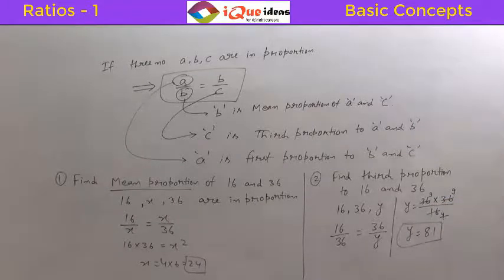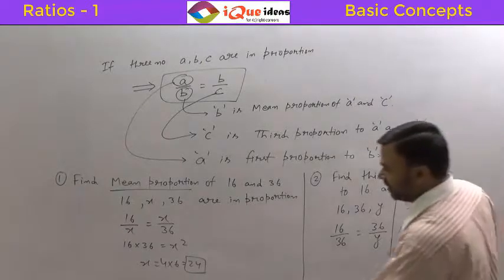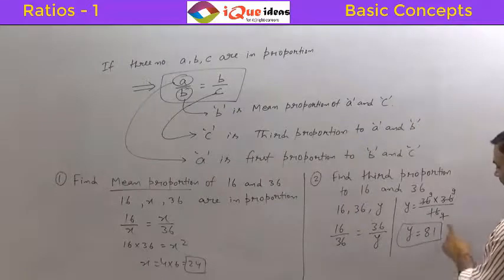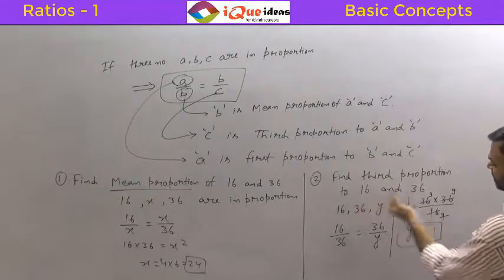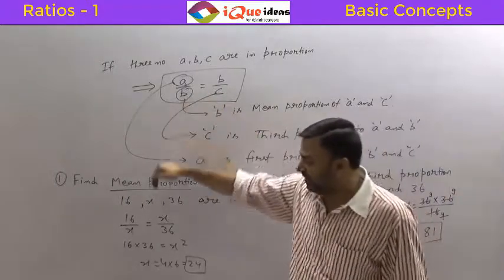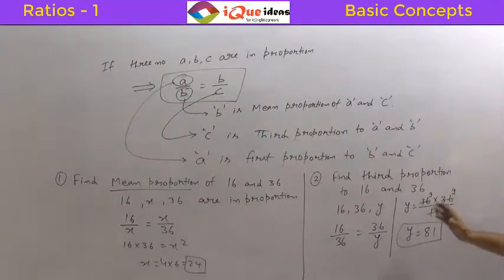This is the answer. So try and understand that 24 is the mean proportion of 16 and 36. 81 is third proportion to 16 and 36. Right? So one number we calculated here was in between 16 and 36. And here one number we are calculating is after 36. And we followed this proportionality rule.